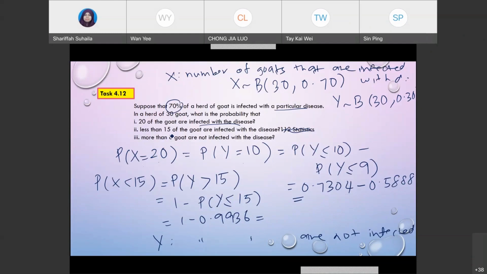So this one is the same, less than 15 are infected. So start with X first, then we change to Y. Because it is 30, so 30 minus 15 is 15. So we change to 1 minus probability Y less than or equal to 15.